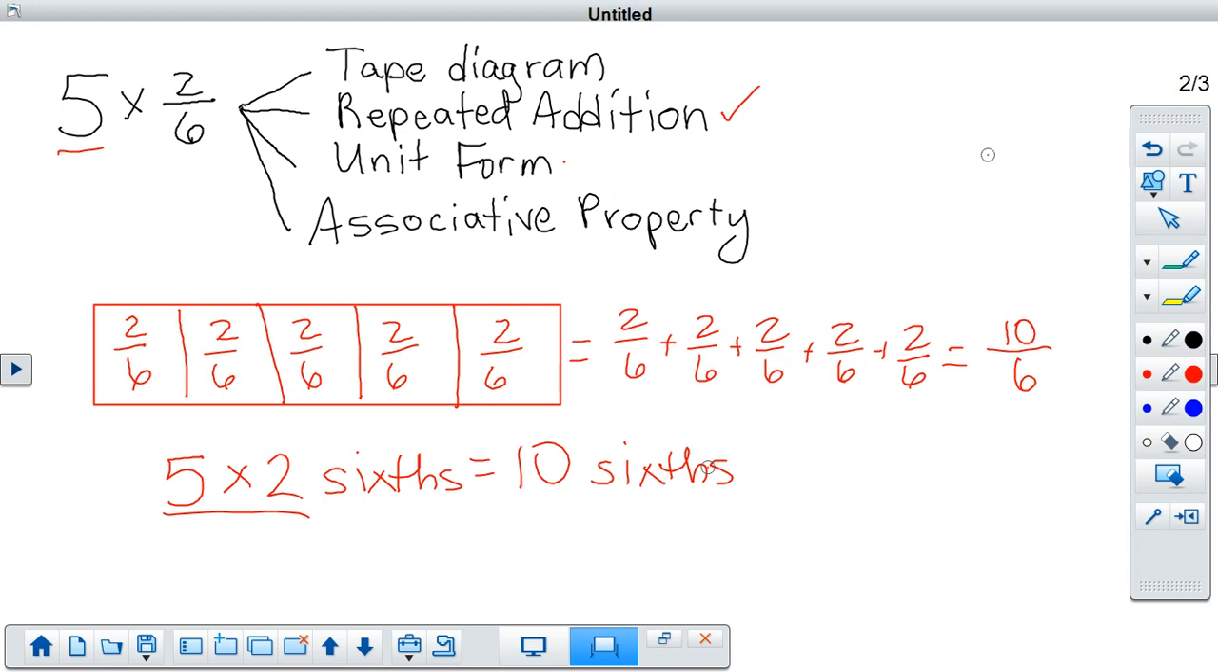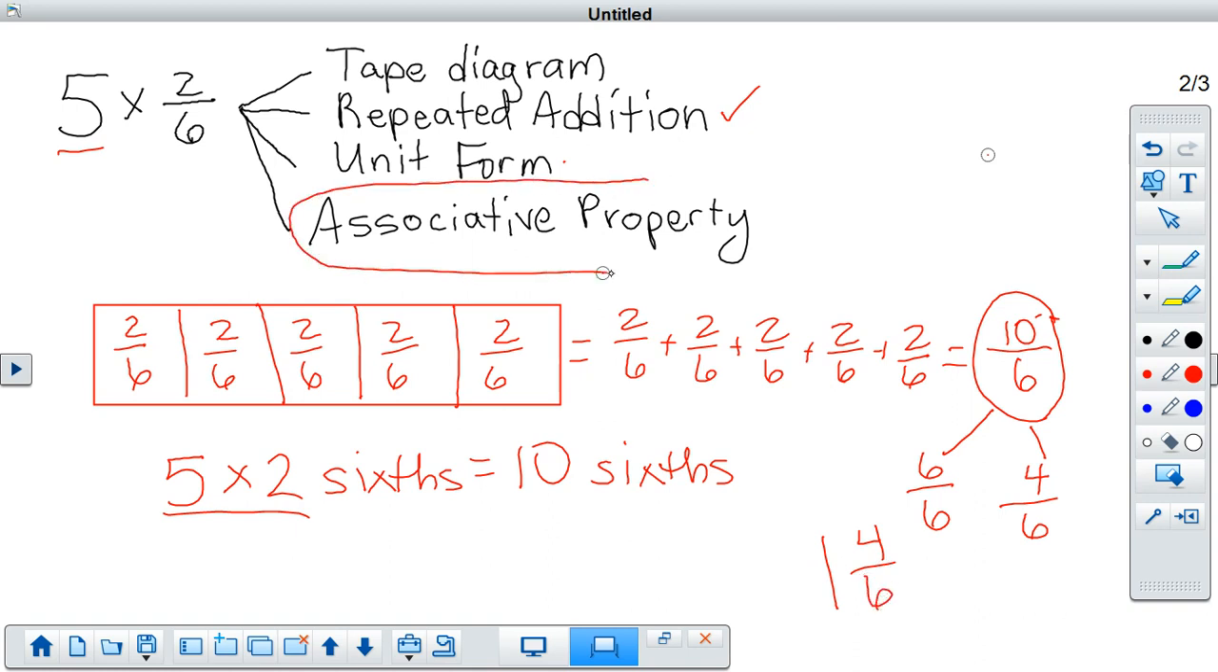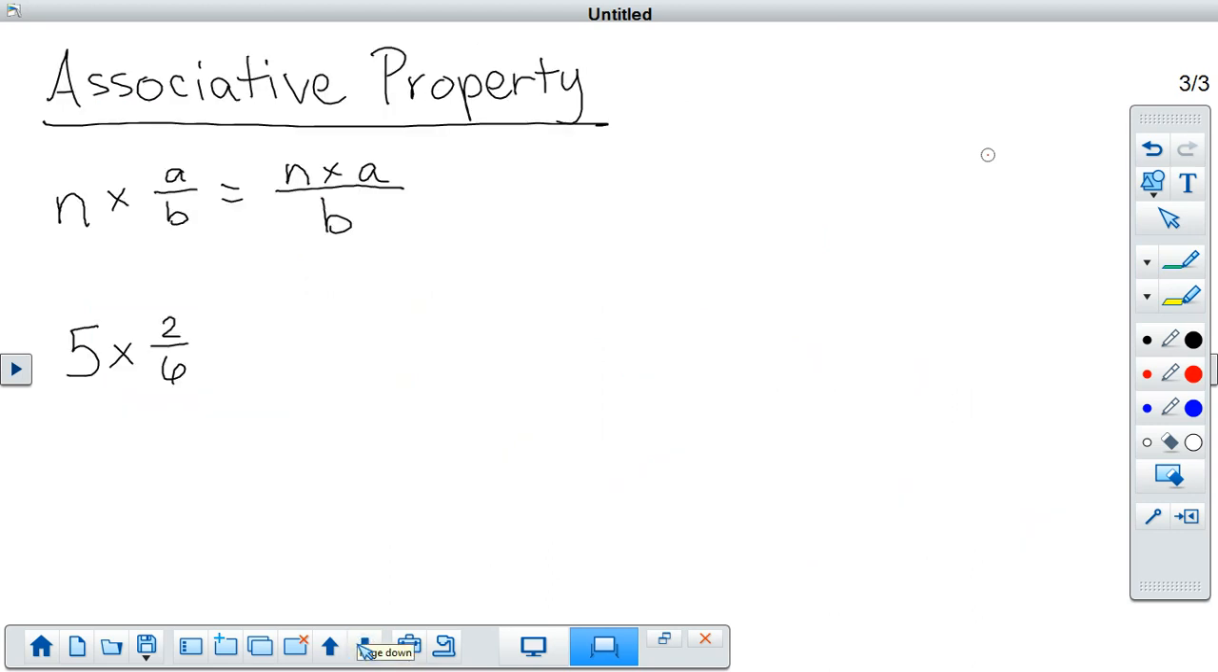But you'll have to keep in mind that now we're going to be working to change these improper fractions, 10/6, into the standard form. So you can use a number bond to pull out your whole number, 6/6. You are left with 4/6. And so 10/6 would end up being equal to 1 and 4/6. Now you'll notice that I skipped the associative property because that is what we're going to be working with the most today. And I have that on a new slide.